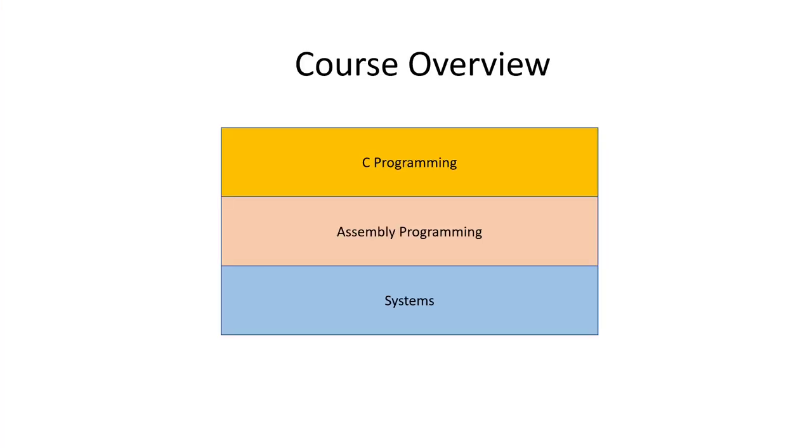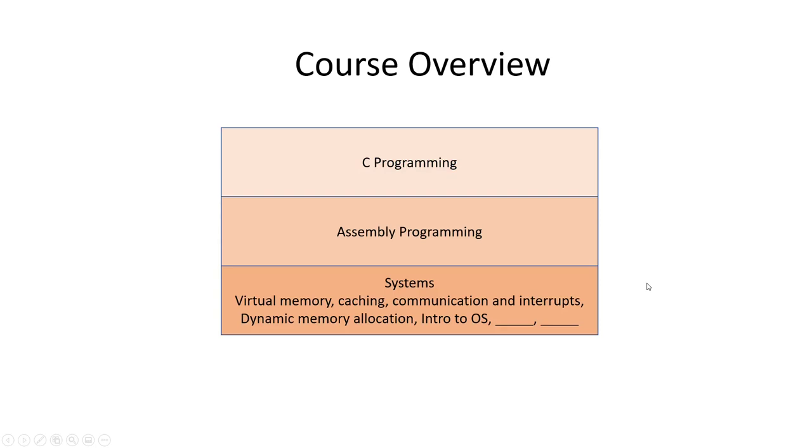All right, so just a quick high-level overview of the entire course all at once. The next 8 weeks are going to be broken down into three basic sections. The first one is going to be about C programming. The second half of this course is going to be more or less focused on assembly programming, very low-level stuff, code that does one instruction at a time. And finally, we'll talk about some system topics. Some examples of those would be things like virtual memory, caching, communication and interrupts, dynamic memory allocation, operating systems.